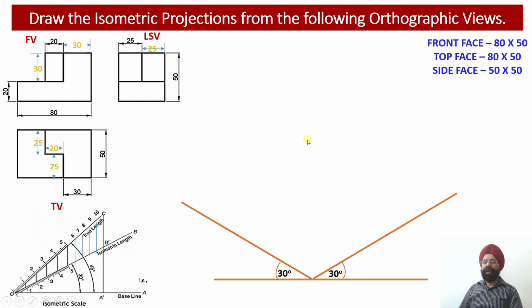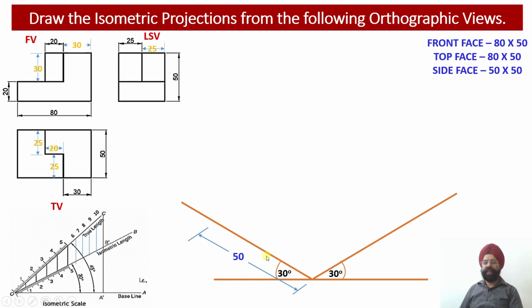this datum line. Now let us start with the side face, because we have to draw the left side face over here. So the size is 50 millimeter height and 50 millimeter width over here. Please check. This is the 50 millimeter width. This is the 50 millimeter height. So this is a square of 50 by 50. The left side view we have already discussed. It is 50 by 50.